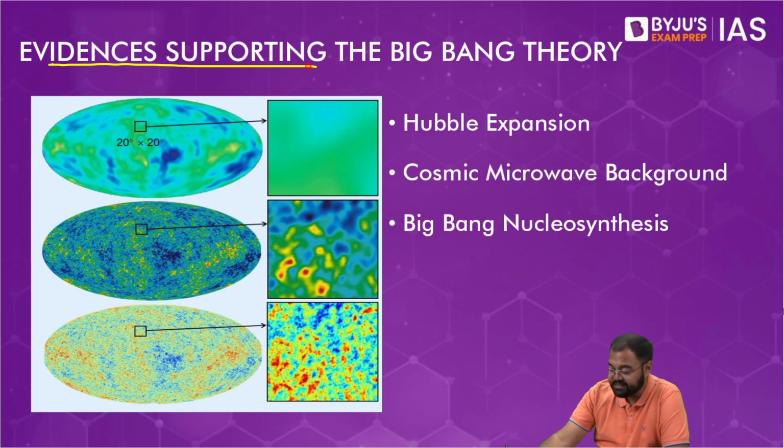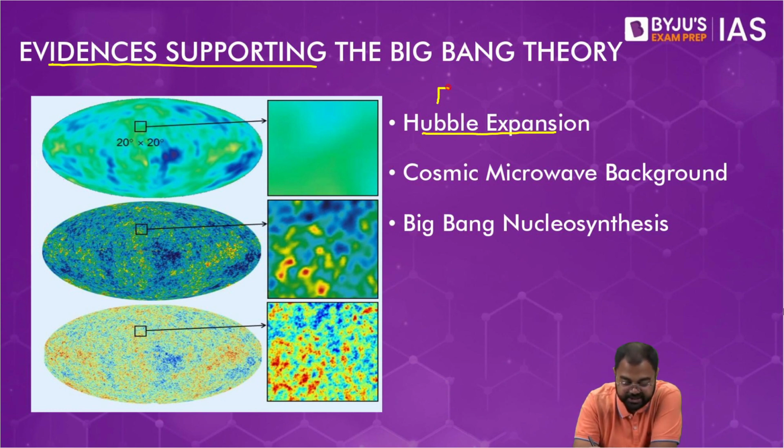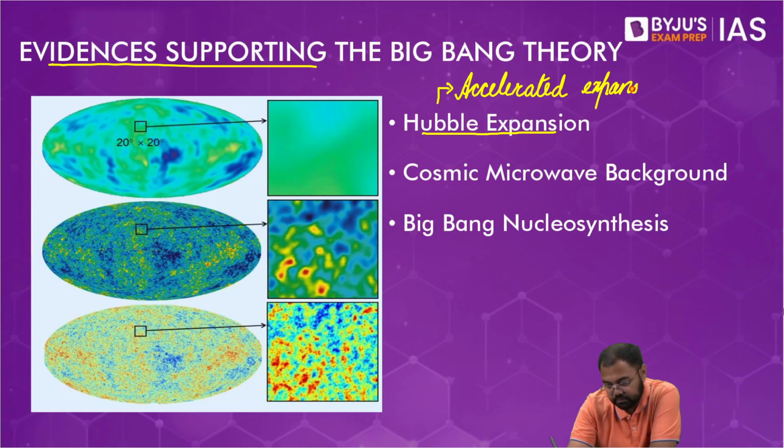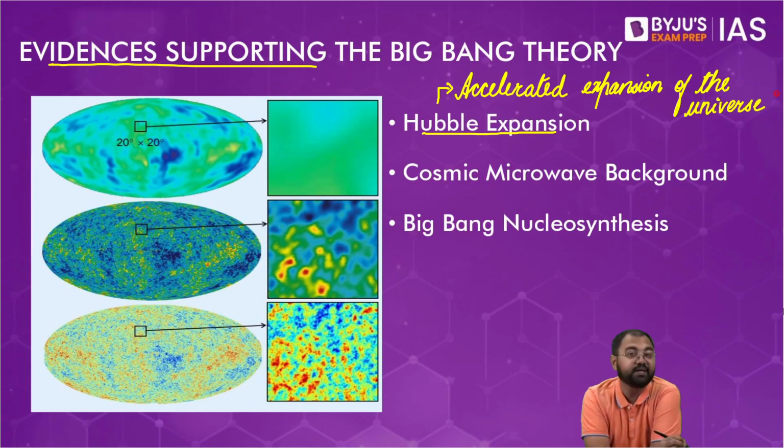So there are three basic evidences. Just try to understand these evidences. First is Hubble expansion. Hubble expansion is nothing but the accelerated expansion of the universe. We discussed this anyway. We know that the universe is expanding in an accelerated manner. So that accelerated expansion of the universe is called Hubble expansion.